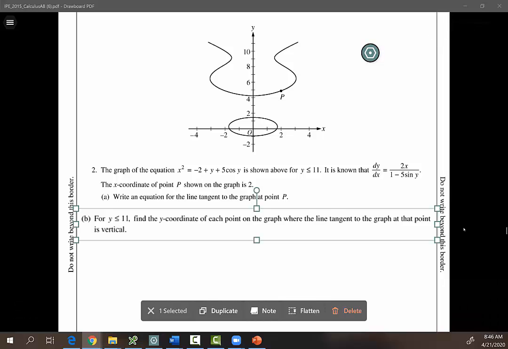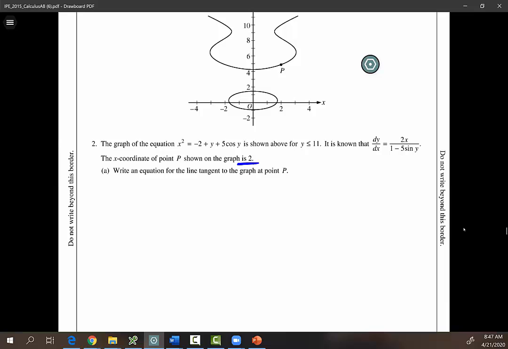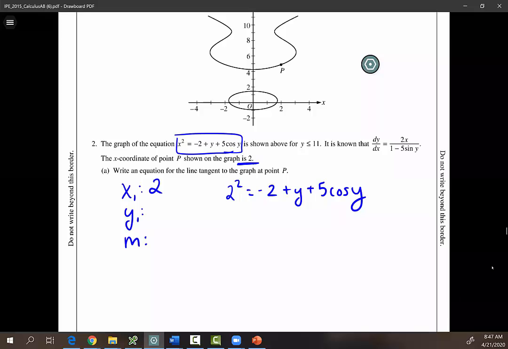Because it's just such a different question than what we're necessarily used to. So for A, it asked us to write a tangent line at the point P, and it had told us that the point P was 2. Anytime we're seeing tangent line, really we want to be starting off with x1, y1, and m. So x1 was 2. And then to get y1, we have an equation. So we would write 2 squared equals -2 plus y plus 5 cosine y. And then you would use your calculator to solve that.